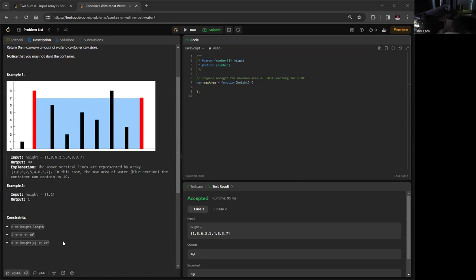I think we can use a two-pointer approach for this problem. So let me draw it out so that we can visualize that.